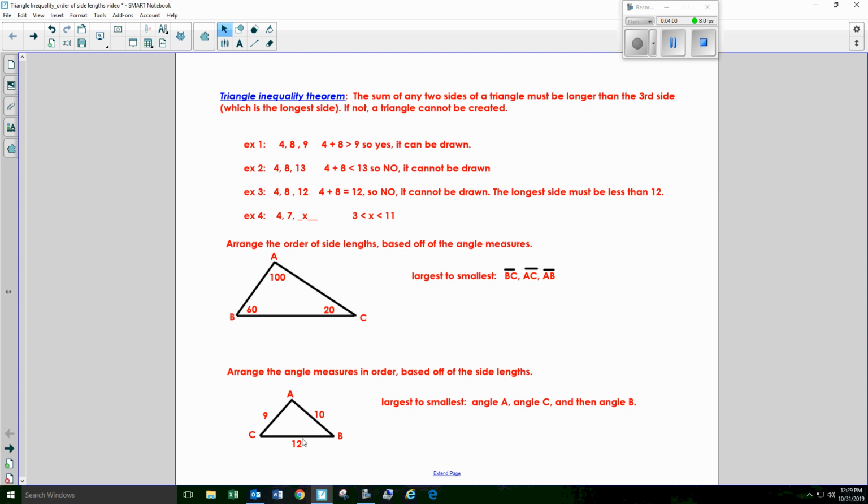Okay, the longest side has to be opposite the largest angle. Just like this largest angle is opposite the longest side. So 12 is opposite of A, so A has to be the largest angle. 10 is the next longest, so it's opposite of the next largest angle. So C is the second largest angle, and the smallest side goes along with its opposite angle, B being the smallest angle. And that is it. You'll see this on one of your worksheets coming up.